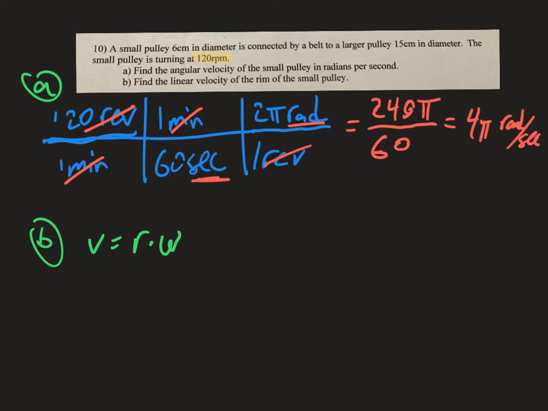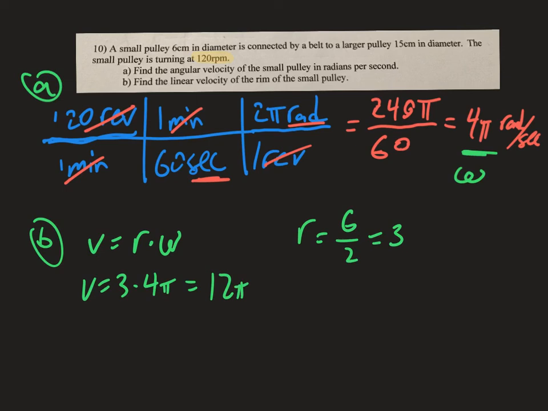R is actually going to be 3. Watch out for this. Remember, R equals 6 over 2, which is 3. And this is my omega. So let's plug these numbers in. V equals 3 times 4 pi, or just 12 pi. And this is going to be in what unit? We've got centimeters, and we were in per second, so we're going to be centimeters per second.